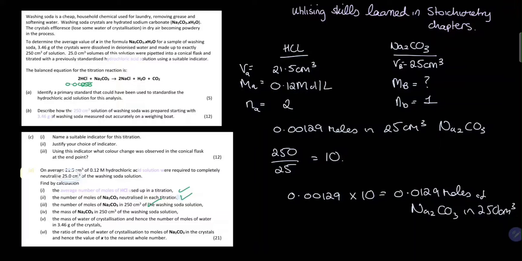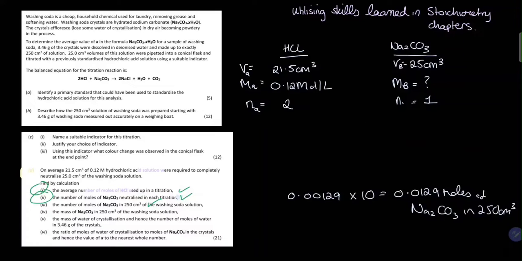Then part 4, the mass of sodium carbonate in 250 centimeters cubed of the washing soda. So I have the number of moles. I should be able to easily convert to mass now. But just to bring it back to the first principles, these first two are basically the part where you do the first principles. You're using all of your skills used in the stoichiometry chapters when you're working out the number of moles, and then using that to work out the ratio 2 to 1, which is what we've done. So we haven't used the MA by VA over NA formula at all when we're answering this titration question.